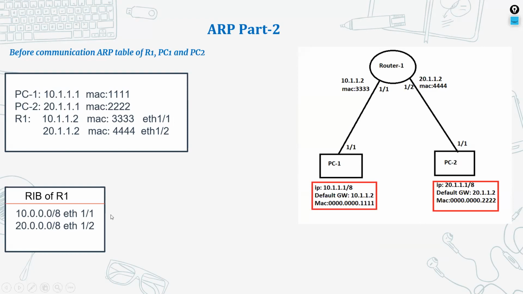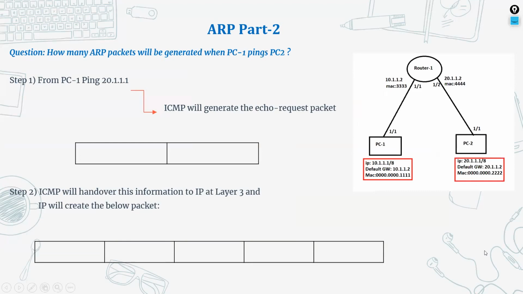Also, you can see here the routing table of router 1. It is having the subnet of 10/8, which is connected through Ethernet 1/1, and it is having the network of 20, which is connected through Ethernet 1/2. Now let's try to ping from PC1 to PC2. So from PC1 we are going to give the command ping, and then the IP address of PC2, 20.1.1.1.